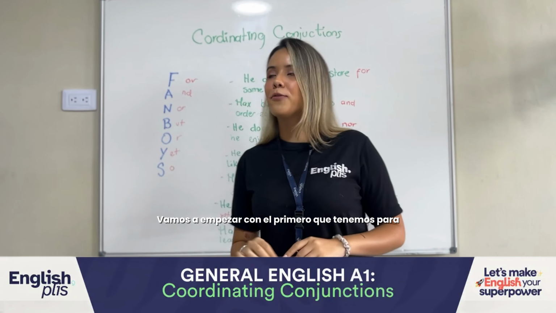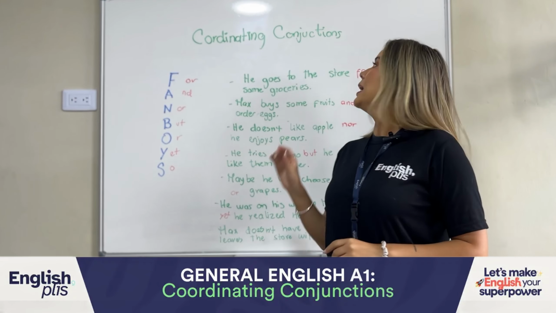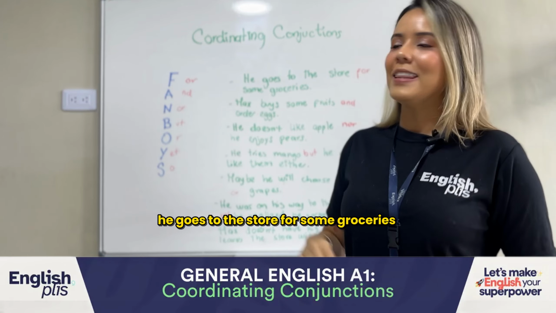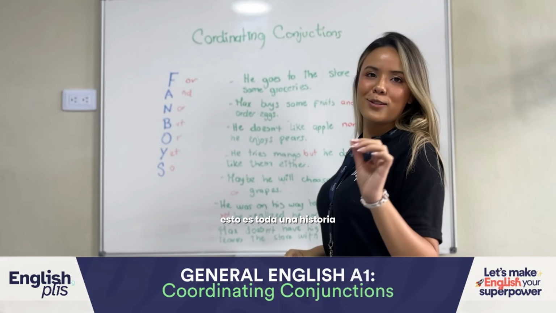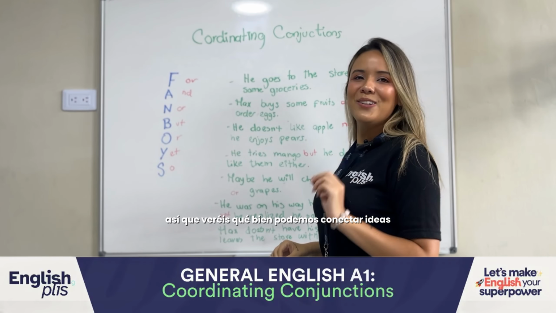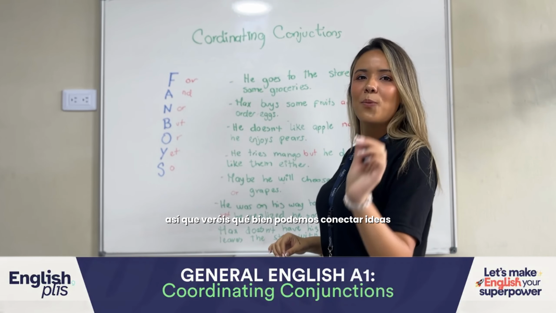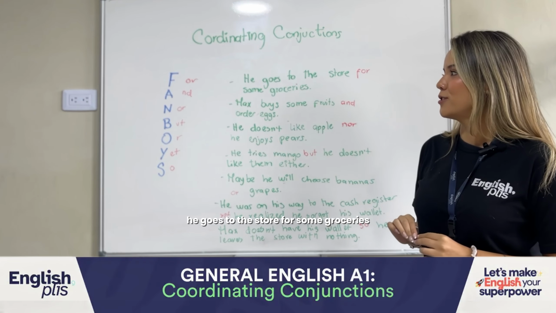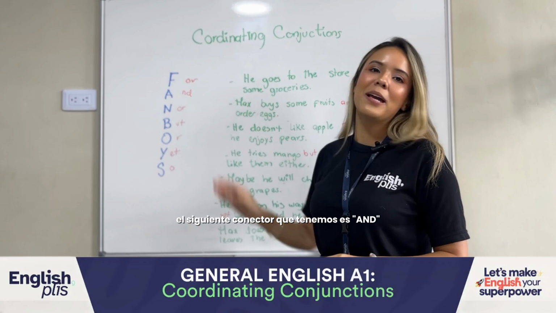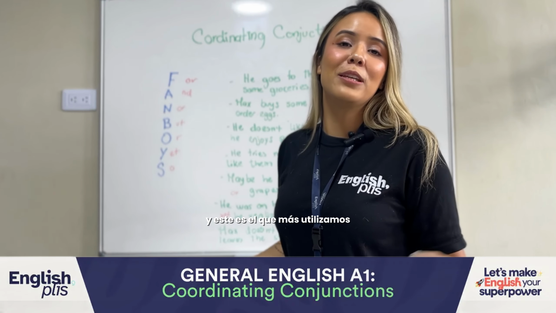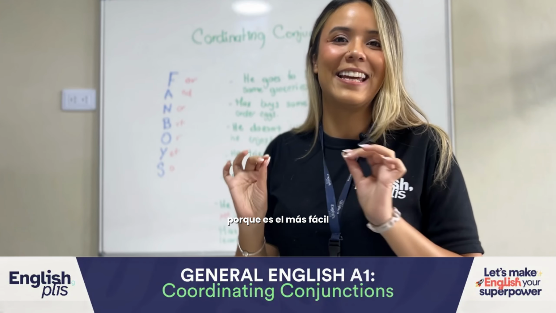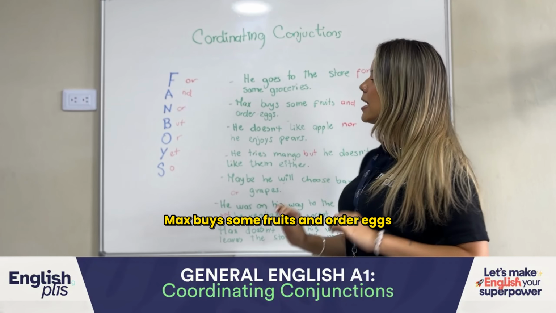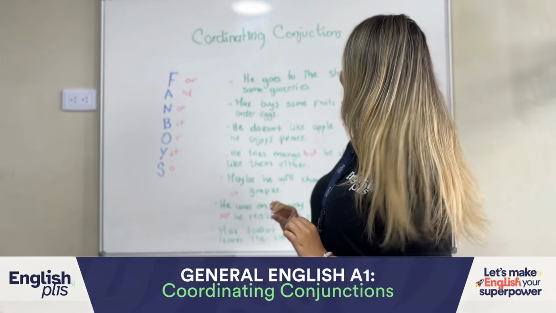So let's see how we can use each of these connectors. Let's start with the first one that we have, for. He goes to the store for some groceries, okay? This is a whole story, so you will see how well we can connect ideas one to another. He goes to the store for some groceries. The next connector that we have is and. This is the one that we use the most because it's the easiest one. Max buys some fruits and order eggs.